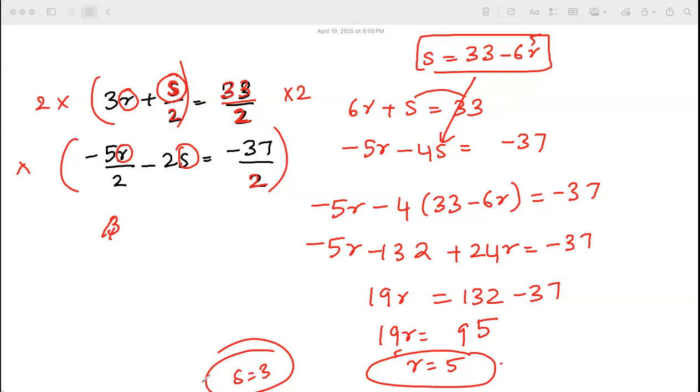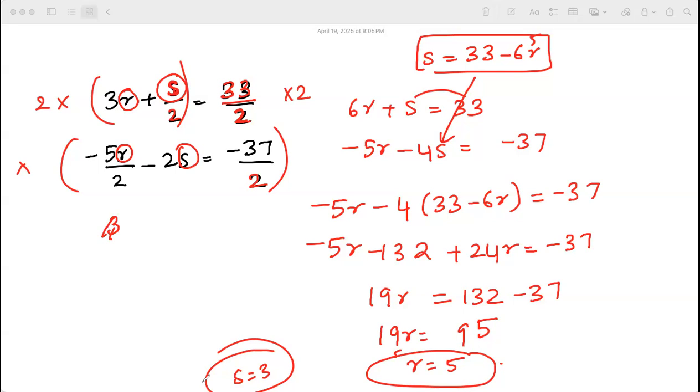Did you guys get it? Yeah. I got that, but I just made it a lot more complicated because I forgot to multiply the second equation by 2. Yeah, that's what I did too.